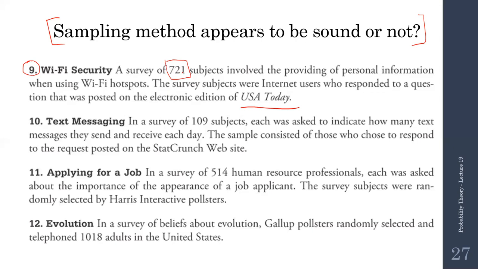The next question is text messaging. In a survey of 109 subjects, each was asked to indicate how many text messages they send and receive each day. The sample consists of those who choose to respond to the request posted on the StatCrunch website. And the next question is also similar in a way that they use the StatCrunch website to get the results of respondents. Bu savolda ham StatCrunch degan veb-saytga kiradigan odamlar javob berishi kerak. Xohlasa javob beradi, xohlamasa yo'q. Bunda ham to'g'ri kelmaydi.